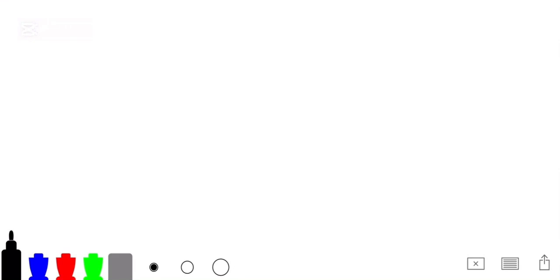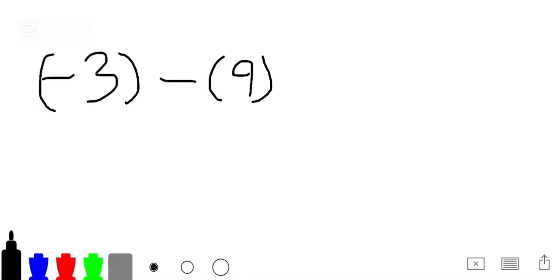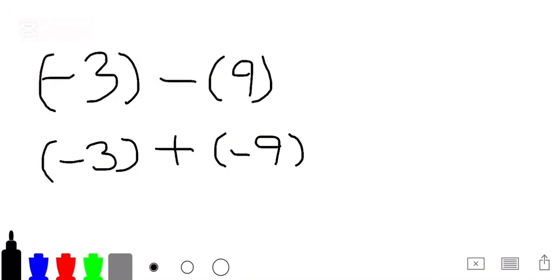Now what if it's a negative minus a positive? For example, we'll have negative 3 minus 9. Obviously it's easier to add than it is to subtract, so we can do this: negative 3 plus negative 9. And see how much easier it is, because they're both the same symbol. They're both negative, and we're just adding. So it'll be really easy. So it's negative 12.